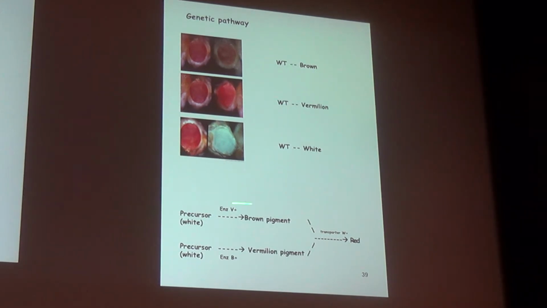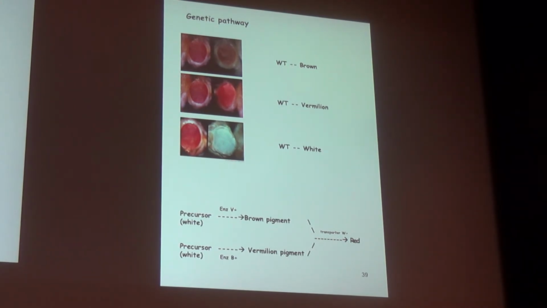So when you have a normal white gene, it transports whatever pigment is made and expresses it in the facets of the eye. And the pathway is basically, there is one pathway that takes a precursor and converts it to a brown pigment, and there is another pathway that takes a white precursor and converts it into vermilion. And when you transport both brown and vermilion into the eye facet, the eye looks red. So there are 2 parallel pathways that basically merge. And there are 3 different genes in this example. You have a gene that takes this white precursor and converts it to a brown pigment. It's the gene B+.